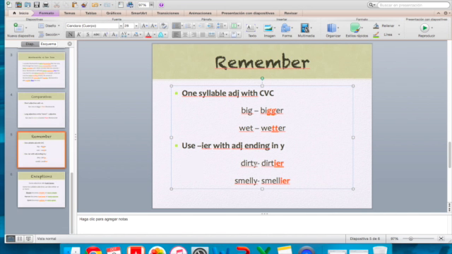And it is also important to consider this. Dirty and smelly, they have a Y as their last letter and sound. So when that happens, we drop the Y, and we change it for an I plus the ER. Smelly, we drop Y, substitute it by I, and then we add ER.